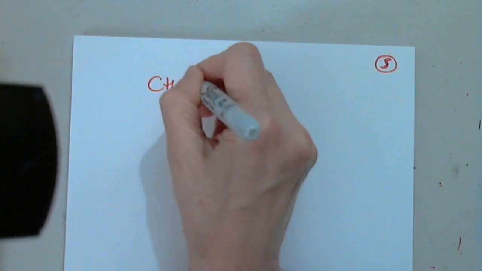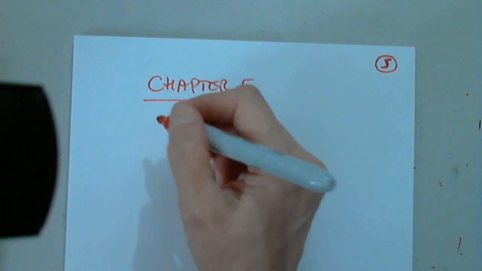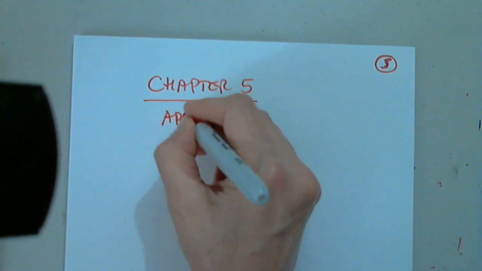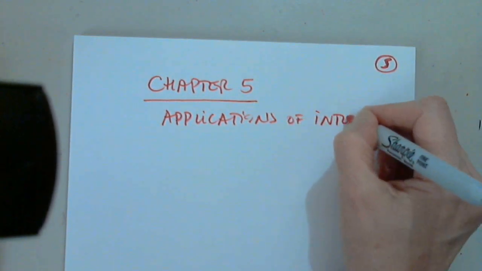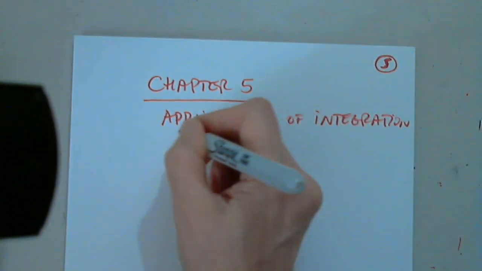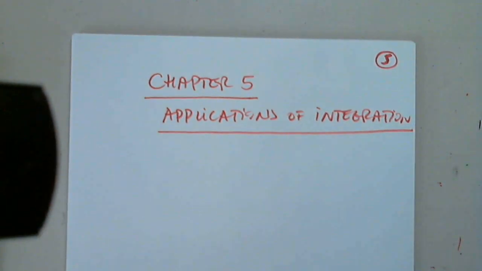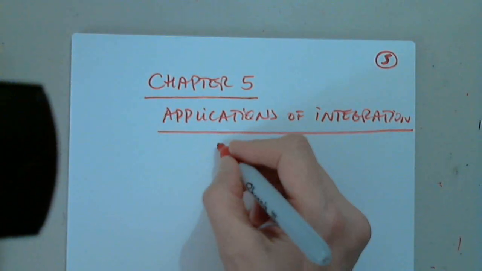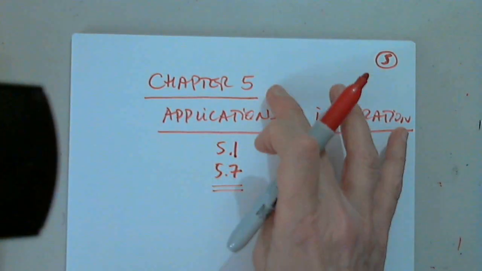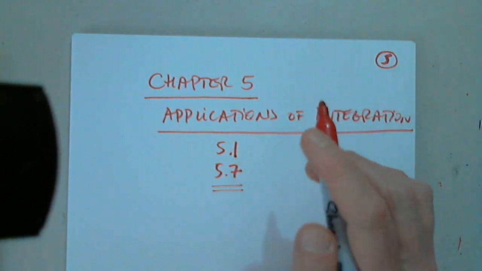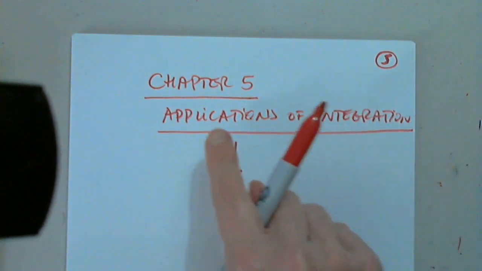So we start chapter 5 today. Chapter 5 basically deals with applications of integration now, right? We just talked about finding definite and indefinite integrals. So these are applications, so there are only two, 5.1 and 5.7. We only covered 2 sections in chapter 5. In 5.1, we are going to look at only one item. There are other applications in there, but we are going to look at only one.